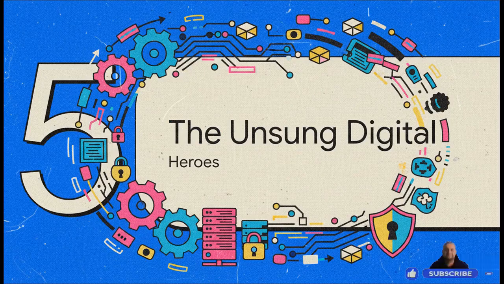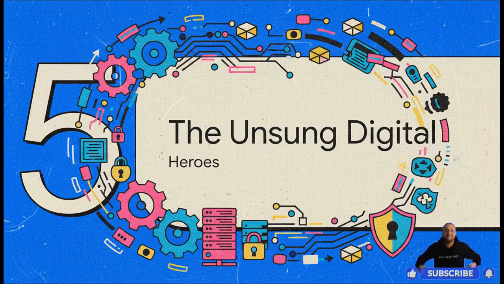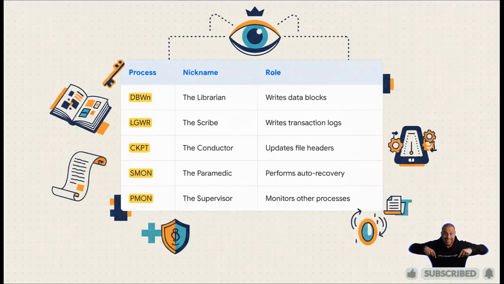We've met our writers, the librarian, and the scribe, but they're really just part of a bigger team, a whole squad of mandatory processes working tirelessly behind the scenes. These are the unsung heroes that keep the whole show running. So let's do a quick roll call of the rest of the team. We already know our librarian, DBW, and our scribe, LGWR.